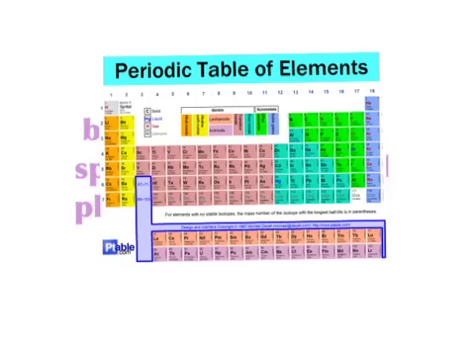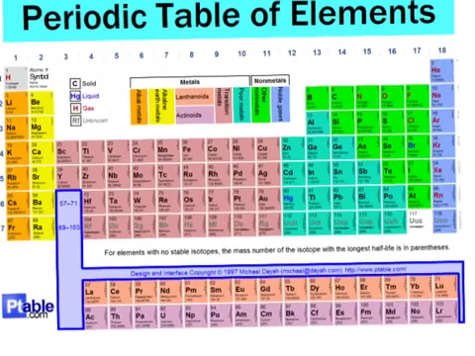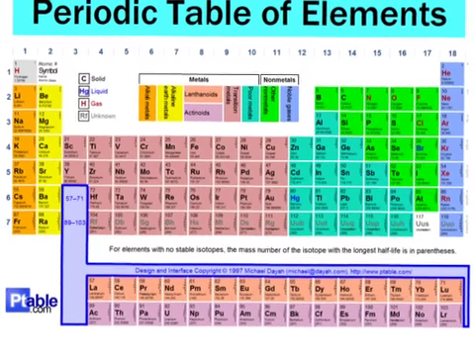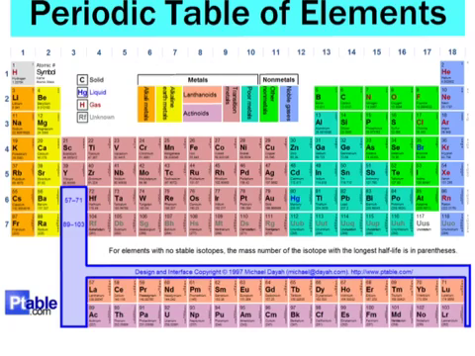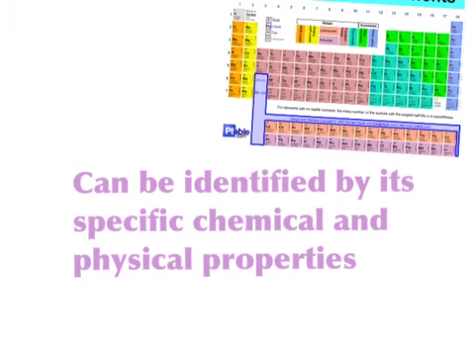All of these elements have specific chemical and physical properties that they all have. That's another way for scientists to identify the difference between some of these different elements. For example, if you look at oxygen over here, oxygen has its own specific properties versus something like zinc. So all elements can be identified by their specific chemical and physical properties.